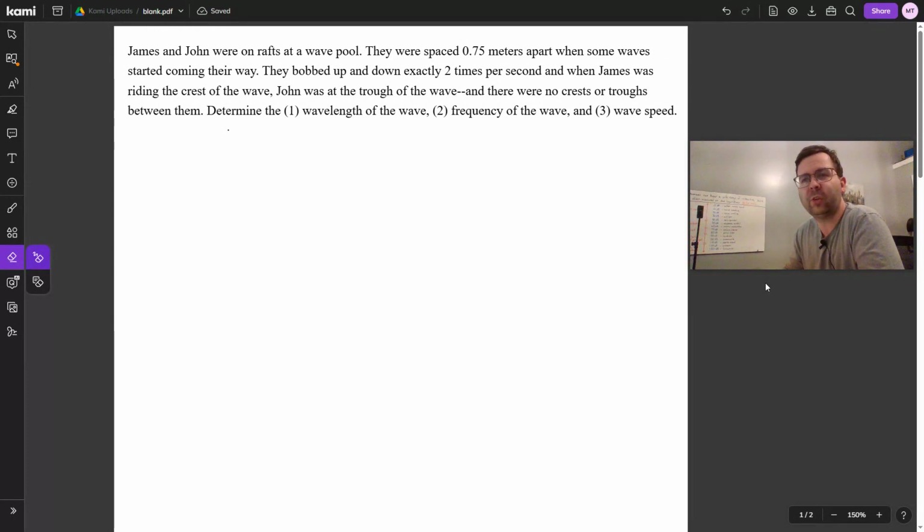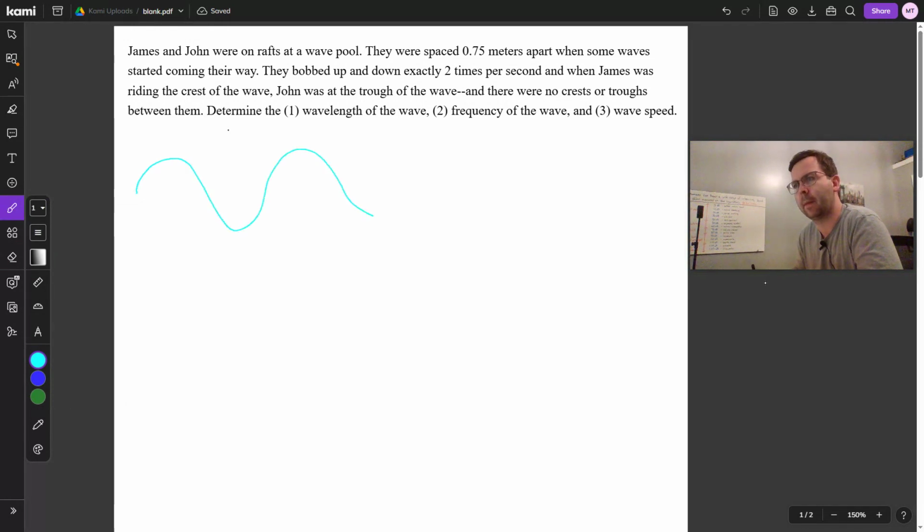So with this situation, I'm going to start by drawing a picture. I'm going to draw a transverse wave here to represent the water waves at a wave pool, and I'm going to do it a little bit exaggerated just to make it clear. Hopefully the waves at your wave pool are not this big. And then I'm going to look and see where it says they're located on the wave.